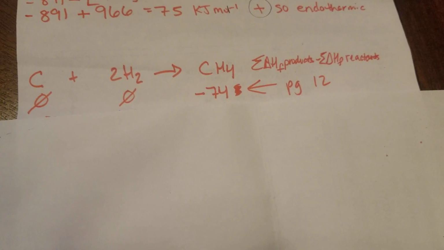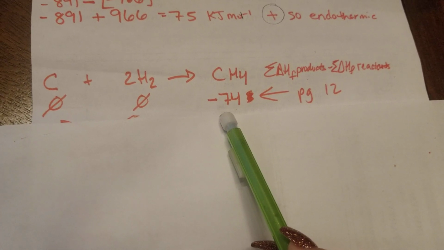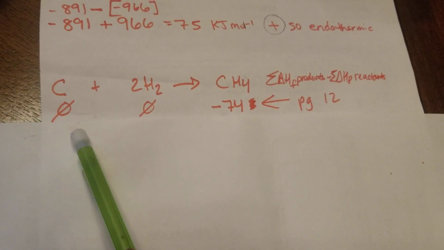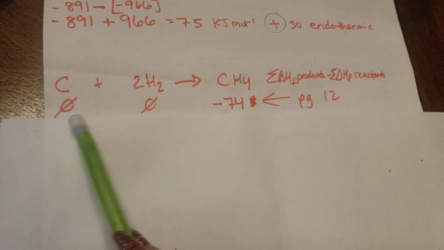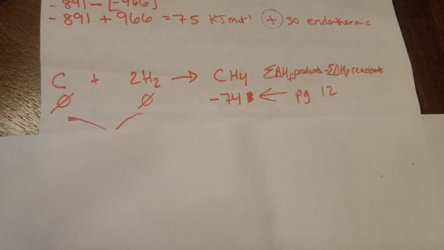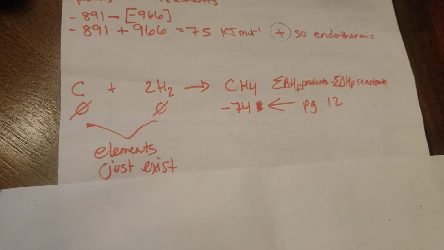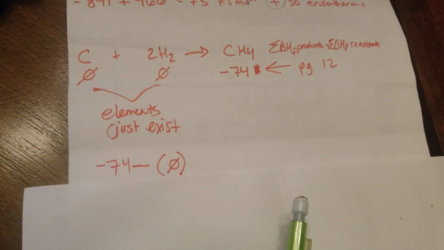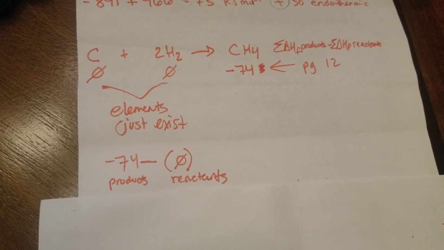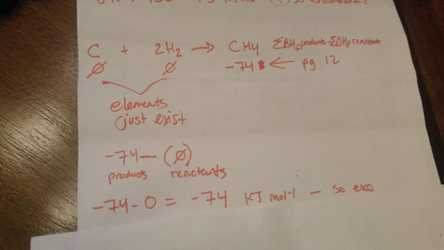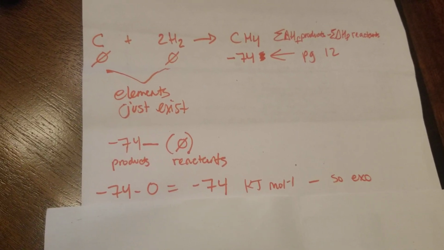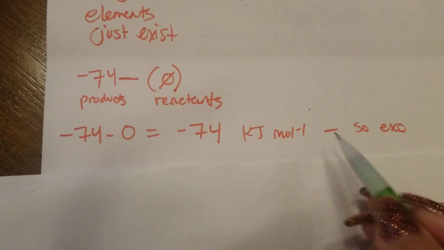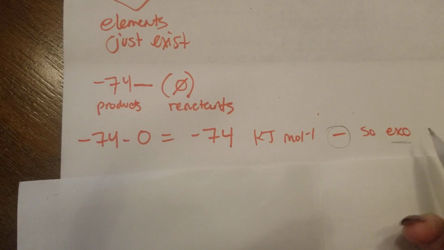From page 12, I'm going to get these numbers. Negative 74 for methane. And again, hydrogen, it's a Brinkelhoff. It's a gas that exists. Carbon, it's an element that just exists. So their values are 0. So when I do the math, I have negative 74 for the products minus 0 for the reactants, and it gives me a value of negative 74 kilojoules per mole. So since it's a negative value, we would say it's exothermic, okay?